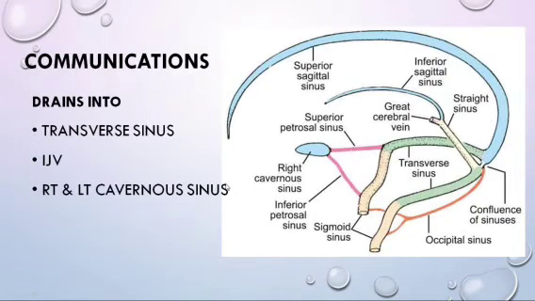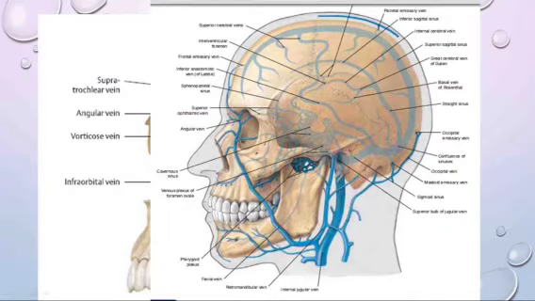And through the anterior and posterior intercavernous sinus, both the right and left cavernous sinuses are communicated. Other than this, in this picture you can see the venous drainage of the head and neck. You can see the superior sagittal sinus, everything. Here is the internal jugular vein.